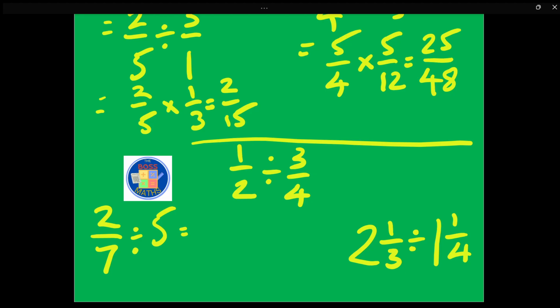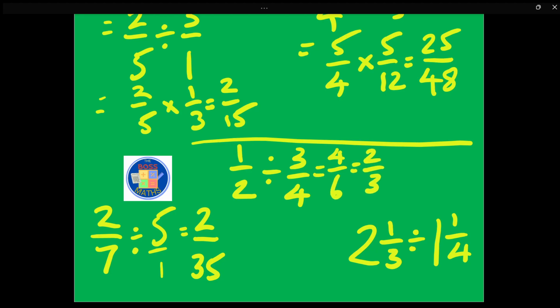Okay, let's have a look to see what you got. The first one becomes 2 sevenths divided by 5/1. If we flip it, it becomes 2/35, which is your first answer. Your second one, again, flip it and times it. You should have got 4/6, which can be simplified to 2/3.